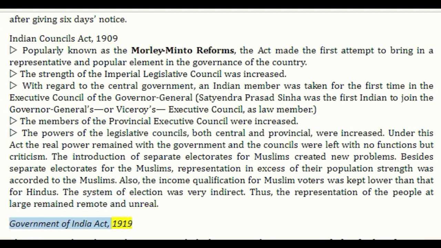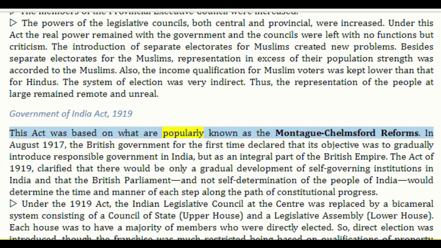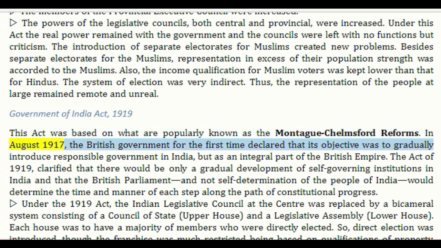Government of India Act, 1919. This Act was based on what are popularly known as the Montagu-Chelmsford reforms. In August 1917, the British government for the first time declared that its objective was to gradually introduce responsible government in India, but as an integral part of the British Empire. The Act of 1919 clarified that there would be only a gradual development of self-governing institutions in India, and that the British Parliament, and not self-determination of the people of India, would determine the time and manner of each step along the path of constitutional progress.